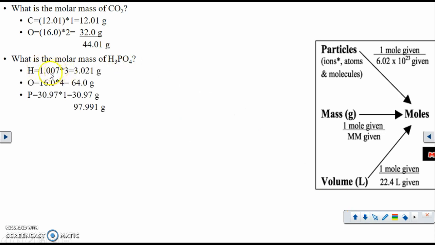Go to the periodic table. Again, multiply the atomic mass of hydrogen times 3. Why? There's 3 hydrogens. 16 times 4. Why? There's 4 oxygens. And phosphorus by 1 because there's only 1 phosphorus. You add all of them together. The sum is the molar mass of phosphoric acid.